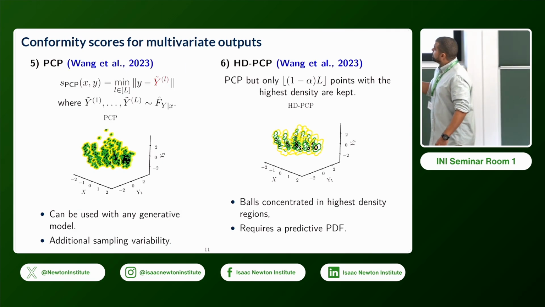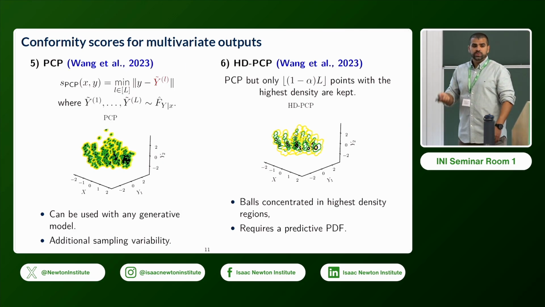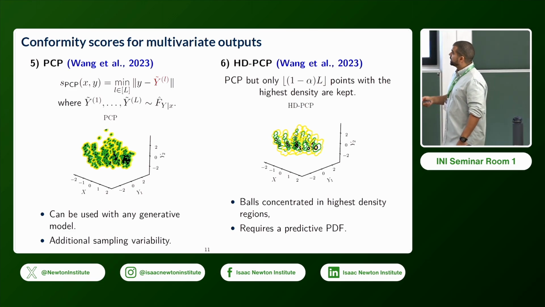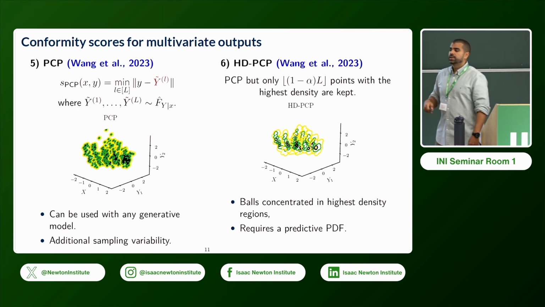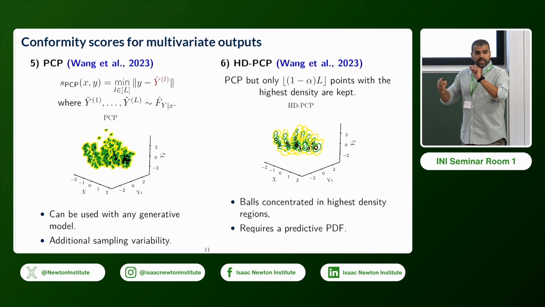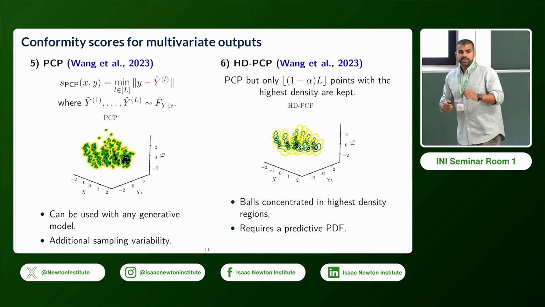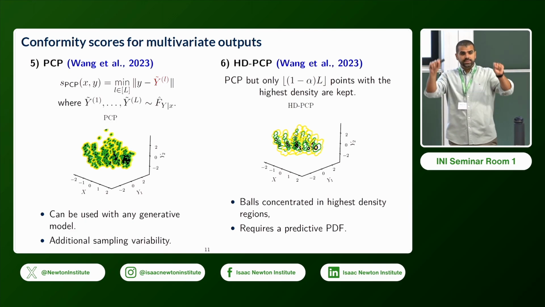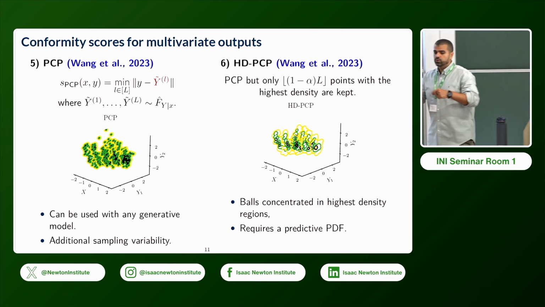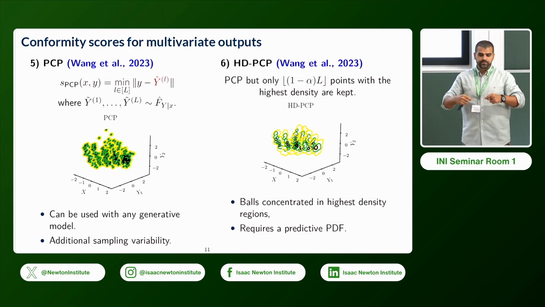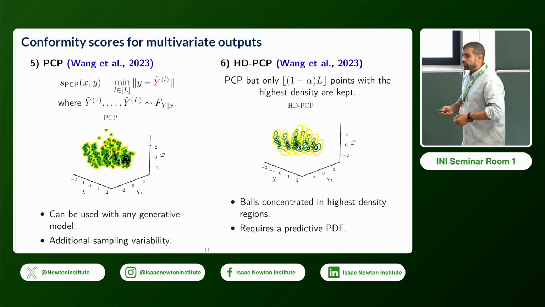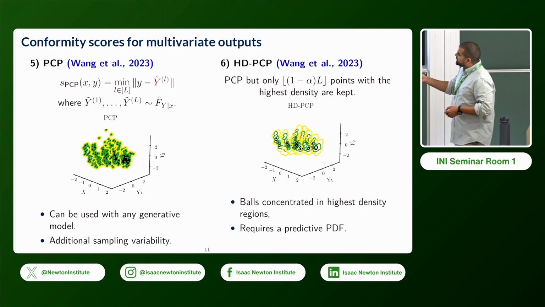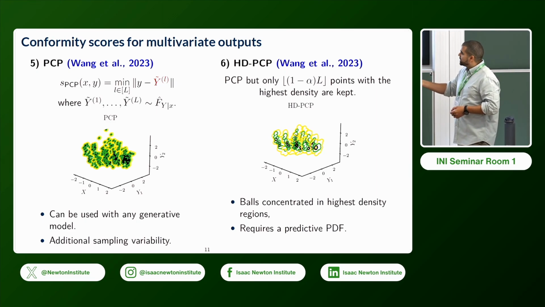All right, now, what if you have a generative model, so you can only sample from your distribution? There is a score which essentially samples first from the conditional distribution and then computes the minimum distance between these points and the observed y. The regions are essentially balls centered at these samples, and the conformal prediction algorithm will calibrate the radius of these balls in order to get the coverage. We can see here that it's not very nice compared to others. We have additional sampling variability.